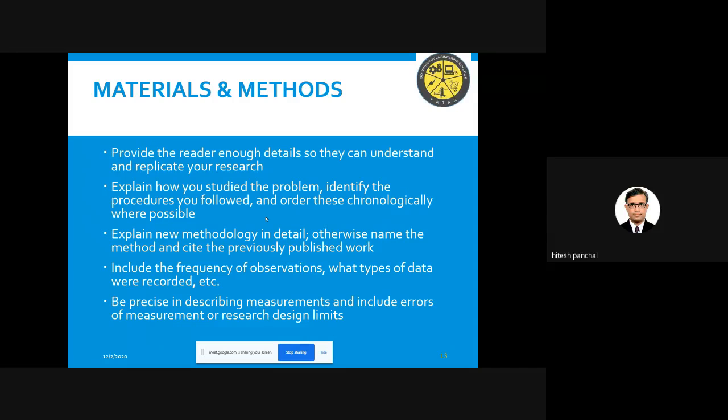Now, second, that is called the materials and methods. Abstract, keywords, introduction, and materials and methods. I think if you see the papers, this section is always there, materials and methods. Materials and methods provide the reader enough details so they can understand and replicate your research. Replication doesn't mean copy totally.